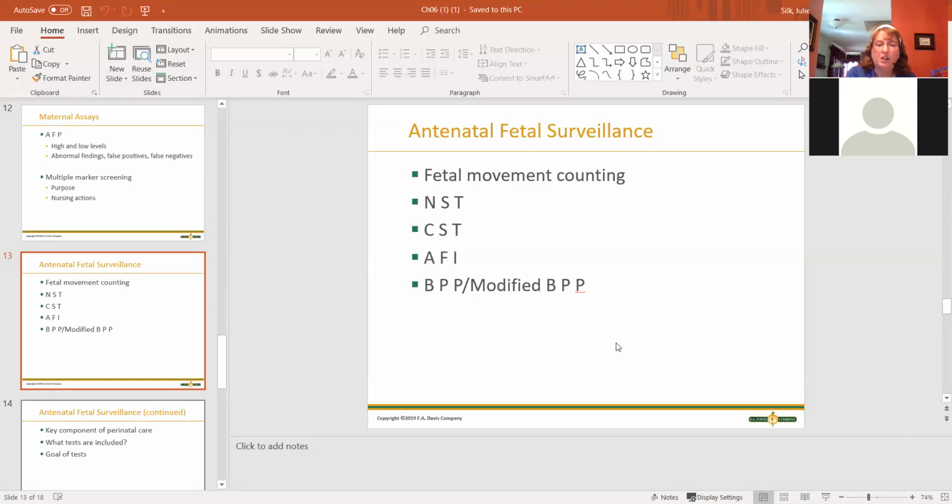And the next one on here is the CST, that's the contraction stress test. What this is, it's a screening tool to assess the ability of the fetus to maintain a normal fetal heart rate in response to uterine contractions.